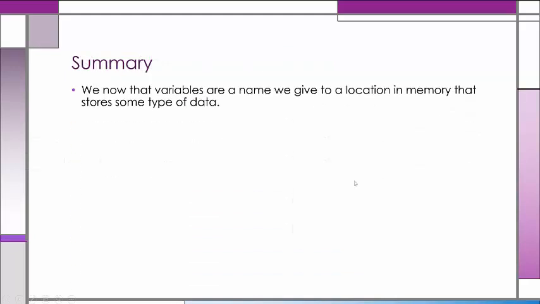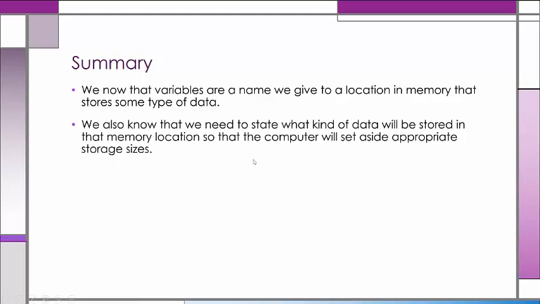So in summary, so far we know that we can create variables. Variables are a name that we give to a location in memory that stores some type of data. We know now that we have to declare or decide what type of data is going to be stored in that memory location, so the computer will set aside the appropriate amount of memory, a bucket that fits just enough for that particular data type.